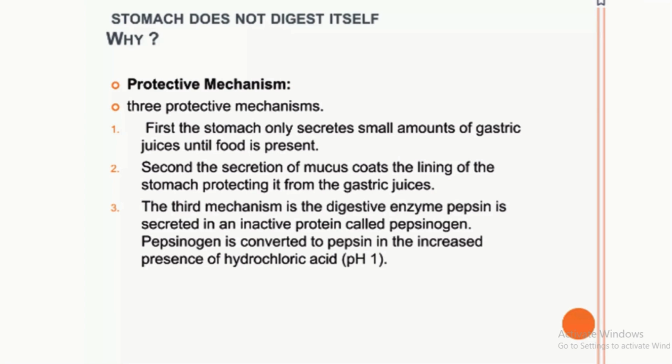So this is all about the anatomy of the stomach, the different parts of the stomach, and how it works to digest the food with the help of some enzymes. We explained it with labeled diagrams. And now we have solved the interesting question of why the stomach does not digest itself. So this is all about the human digestive system.